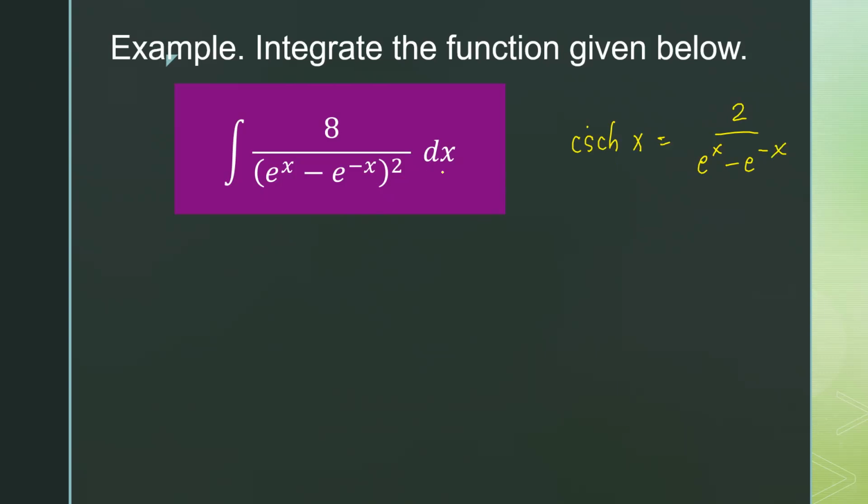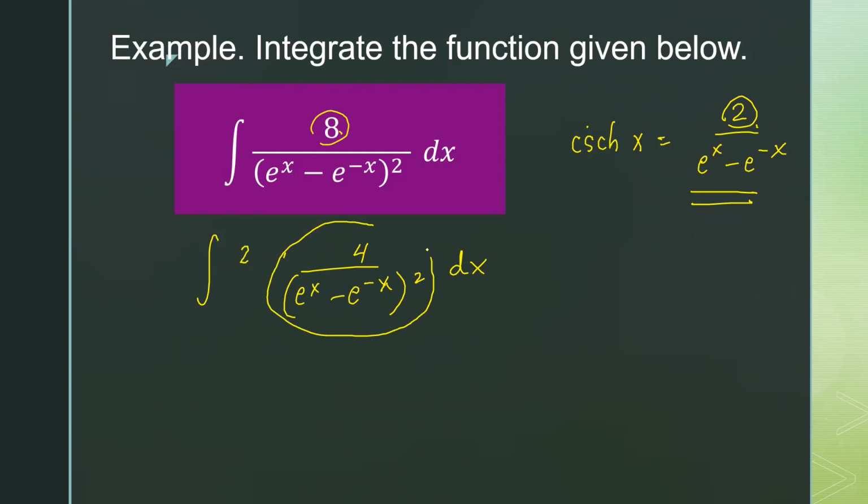Okay? So, ibig sabihin, kung i-square natin 'to, we have a 4 on the numerator and the square of this expression. Okay? So, kung 4 lang 'to, that means the 2 should be taken out. Kasi parang lalabas, you have 8 here. So, 8 is actually 2 times 4. So, gawin natin siyang 2 times 4 over e to the x minus e to the negative x squared dx para kita natin. Okay? So, this one is equivalent to hyperbolic cosecant squared. So, that will be 2 hyperbolic cosecant squared x. Then you have a dx there.